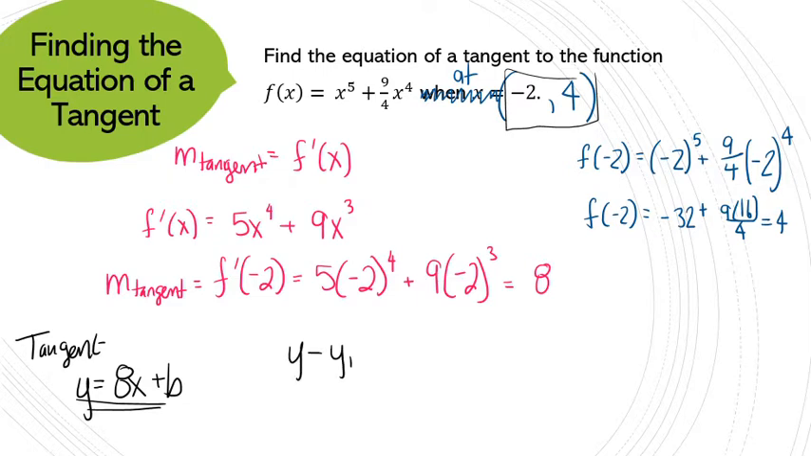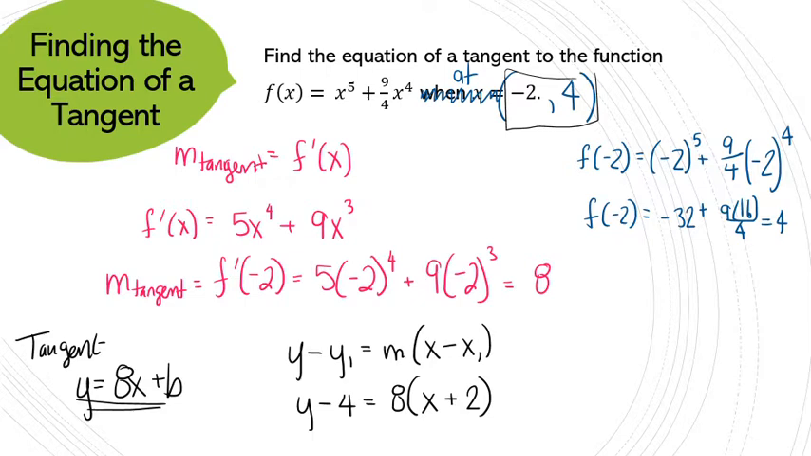y minus y1, where that's just the y of a point, equals the slope times x minus x1, that is just the x of the point. So looking at our point, we have y minus 4 equals the slope we just found times x minus negative 2. Careful, that'll become x plus 2. You can leave it like this. This is a valid way of representing a line.